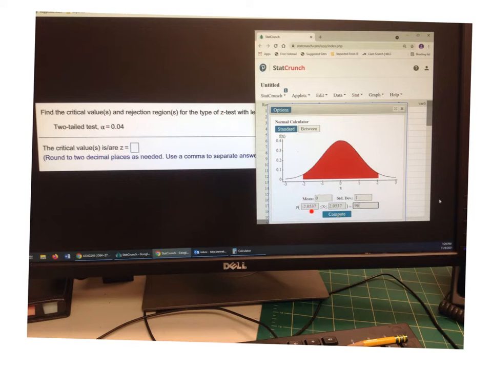Then we click compute and it gives you the two critical values, plus and minus 2.054. The rejection region would be what's in the white. Now, if you were doing a left or right tailed test, you would just use this value. But if you're doing a two-tailed test, it changes: the area between the critical values is what you need to put in, or the complement of alpha.